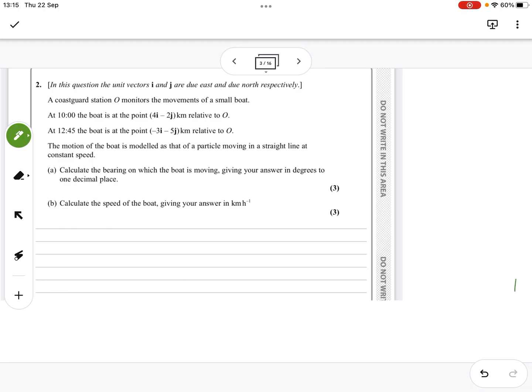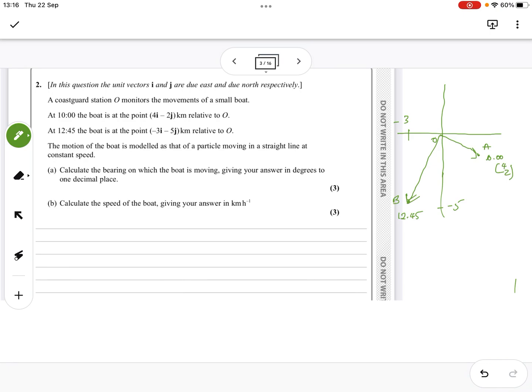Okay, so I'm going to attempt a diagram. Let's see. I'm going to, very badly, draw my x and y axes. This is O. So at 10 o'clock, the boat is at (4, -2), so there, which is (4, -2). And at 12:45, the boat is at (-3, -5), so possibly down here, (-3, -5). So we can have A and B maybe. Those are the vectors to those positions because they are position vectors.